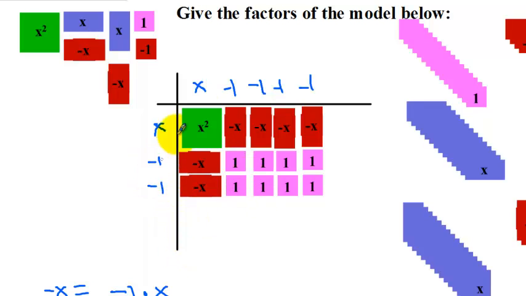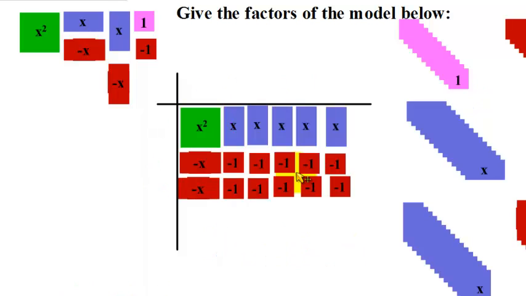Now let's check. Is negative 1 times negative 1 a positive 1? Correct. Alright, it's correct. Therefore, we have the factors. I have x, 1, 2, 3, 4. So that's x minus 4. And then x minus 2. So this will be the factors of this model.